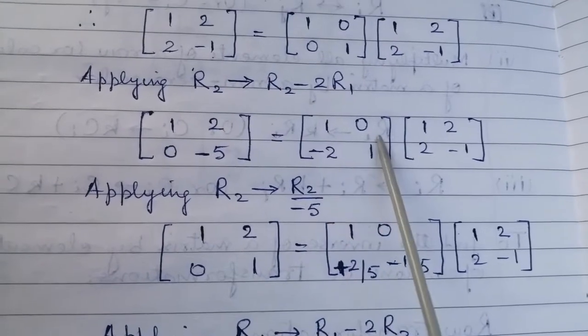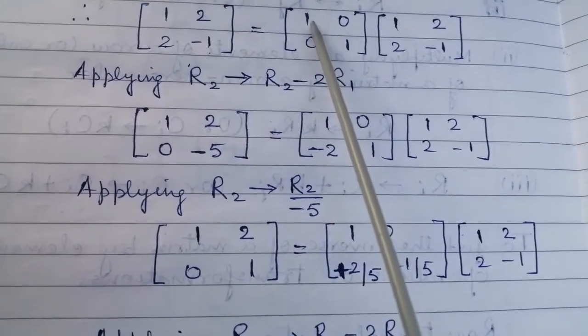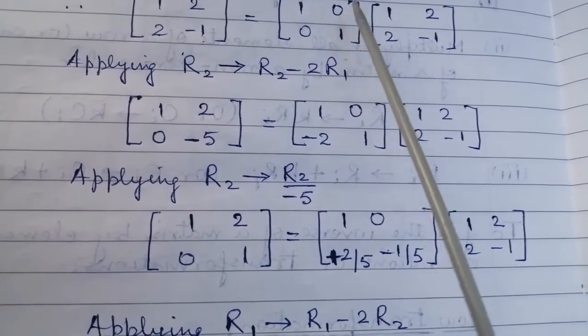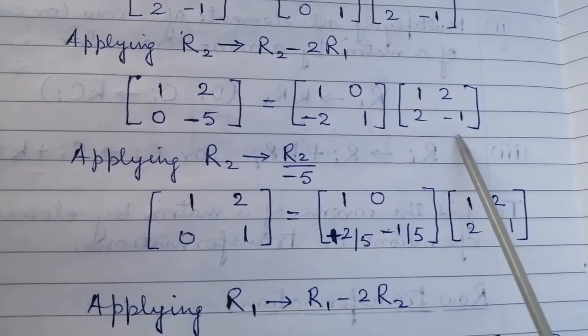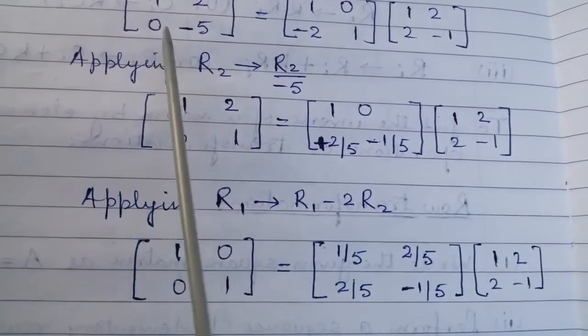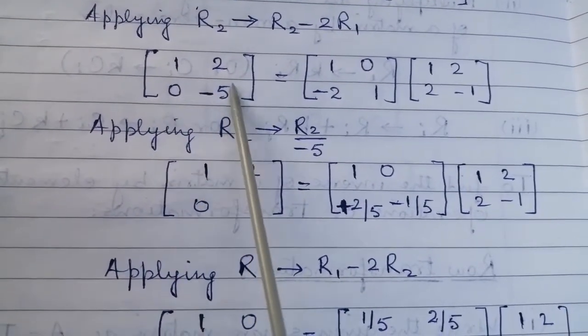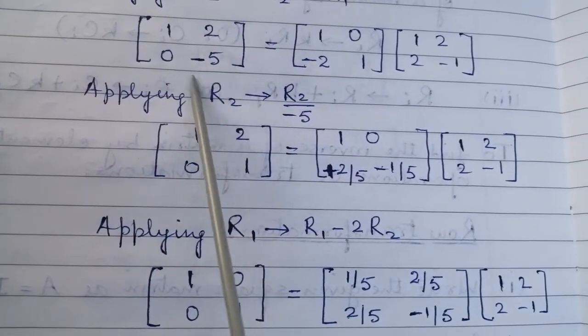First row as it is, and R2 minus 2R1, so 0 minus 2 will be minus 2, and 1 minus 0 into 2 will be 0 only, so 1 minus 0 is 1. This matrix as it is. Now see, 1 we have already got, 0 we have already got.